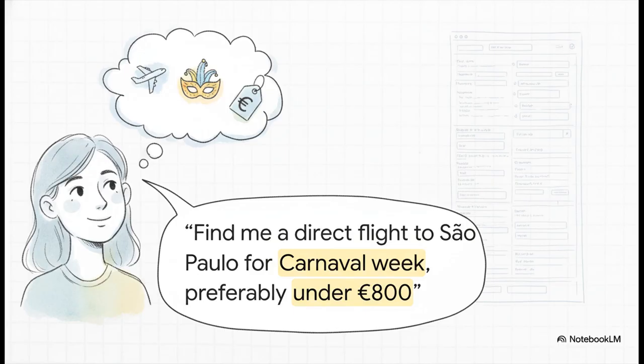Okay, let's make this real with an example. A user doesn't think in terms of API calls, right? Nobody does. They think in goals. A goal like this one is just packed with intent. You've got constraints like direct and under 800 euros. And you've got this rich context, like Carnival Week, which isn't just a simple date range you can pick from a calendar. To capture all this, a traditional UI would force you through some clunky multi-step form.